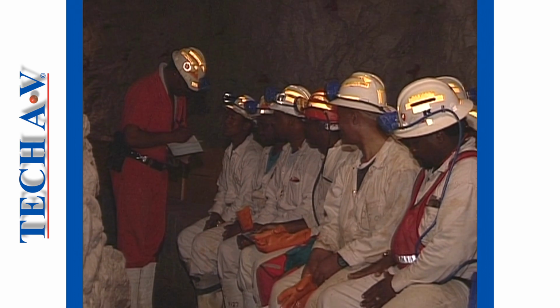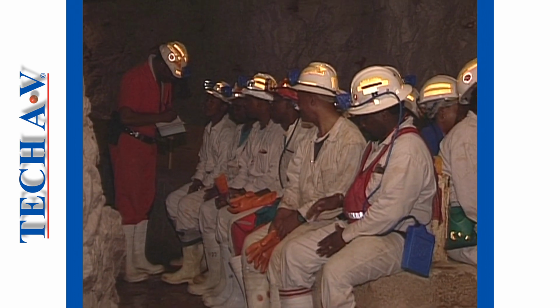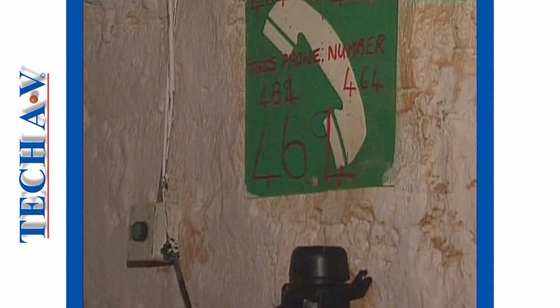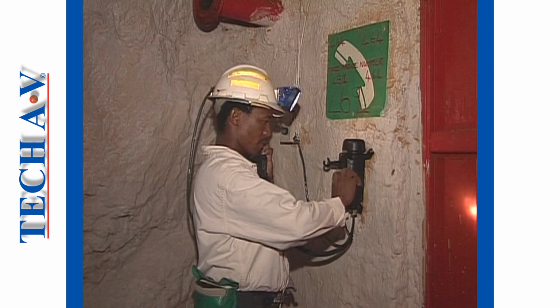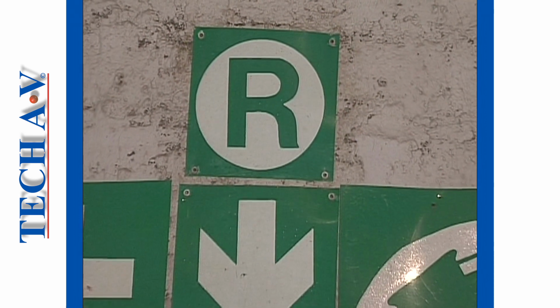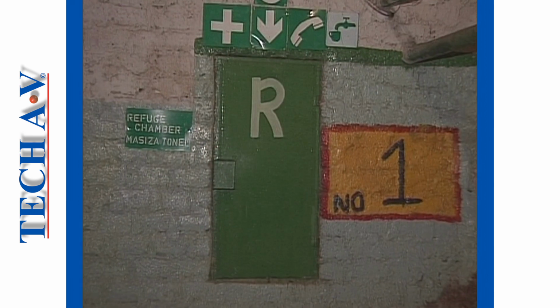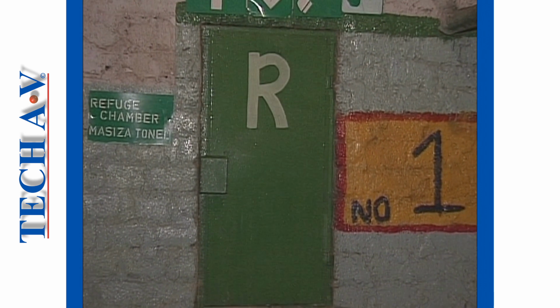Once you've entered the chamber, your team leader will check that everybody in the team is present and contact the relevant people above ground to inform them of the situation. Once the danger has been contained, a proto team will give the all clear and you can exit the chamber.